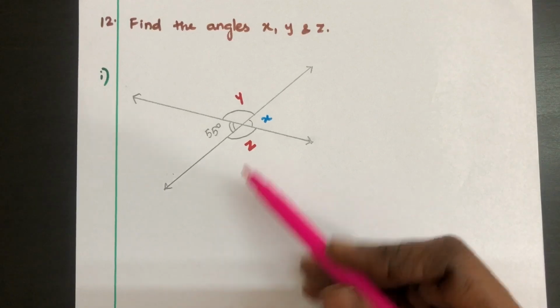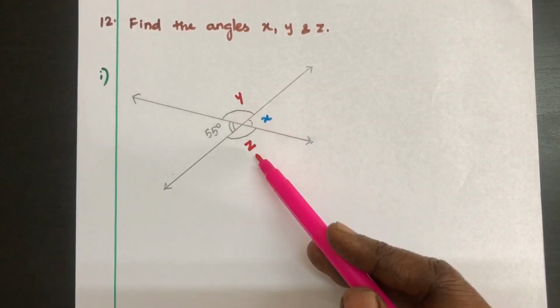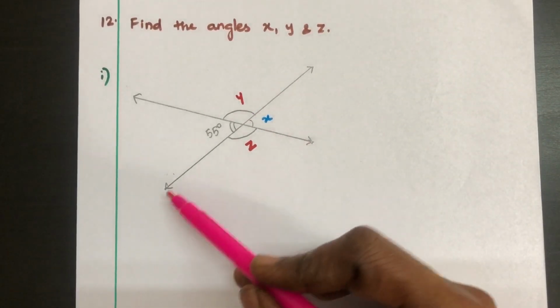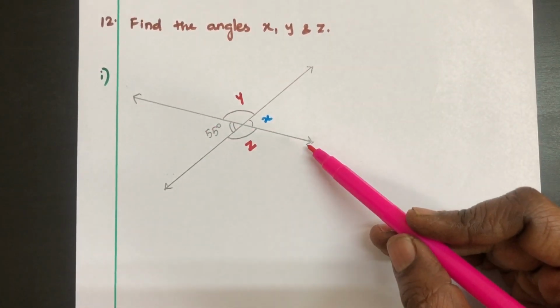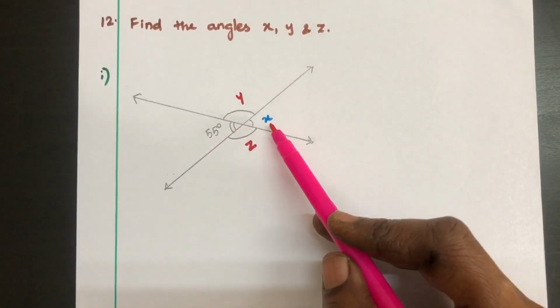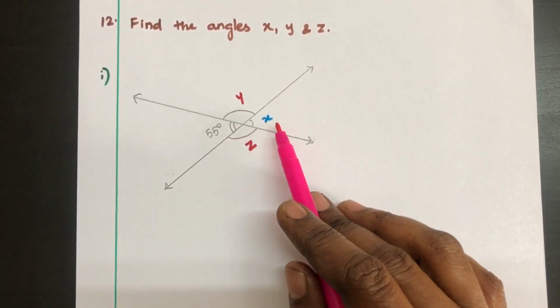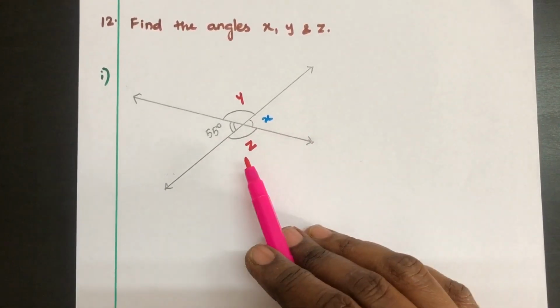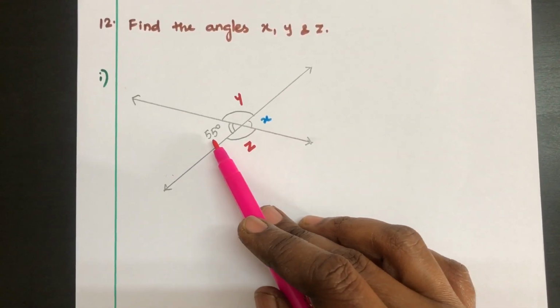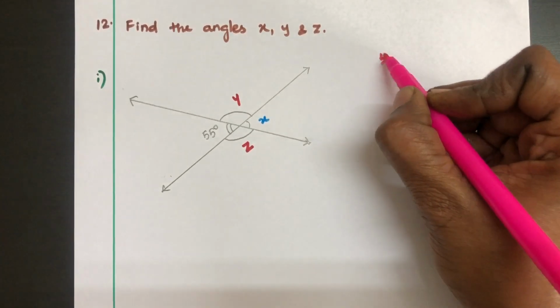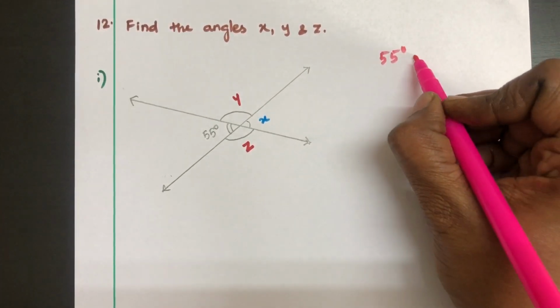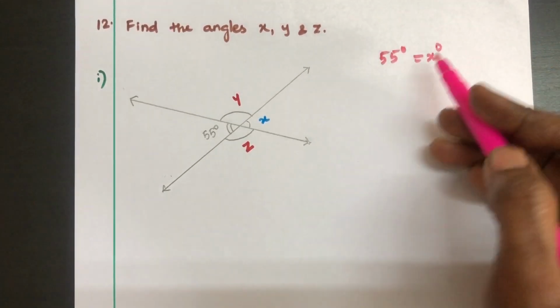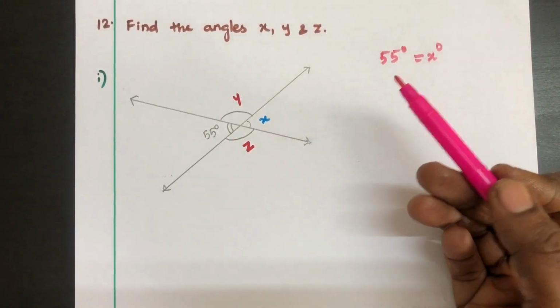Now we are going to find the value of x, y and z. See here. If two lines intersect each other, the angles formed opposite to each other are equal. Vertically opposite angles are always equal. So here this 55 degree is equal to x degree. So x degree is equal to 55 degree.